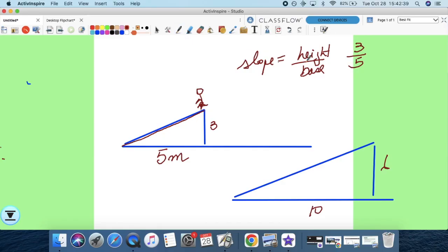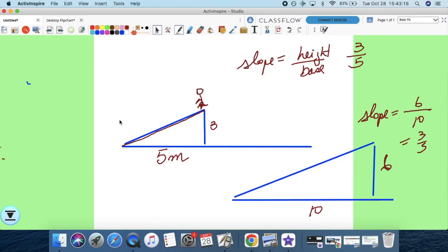So, did I make a new ramp where the side lengths I multiplied by the same factor, and I kept the same slope? Yes. What you would do is take the height, which in this case is 6, over 10, and if I simplify 6 over 10, that's really 3 over 5.